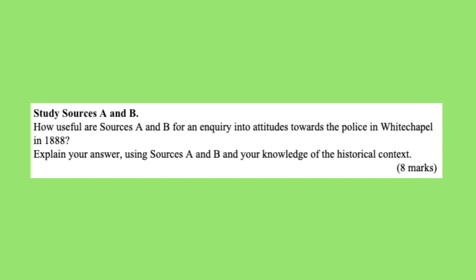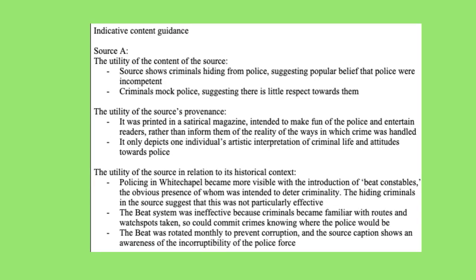This is an example taken from the Whitechapel option, and it tells you to study sources A and B. How useful are sources A and B for an inquiry into attitudes towards the police in Whitechapel in 1888? Explain your answer using sources A and B and your knowledge of the historical context. 8 marks. And this is the mark scheme for that question. Now, as you can see, the examiner will be assessing you on those 3 main points of content, provenance, and historical context. So you need to think about utility according to those 3 main points.